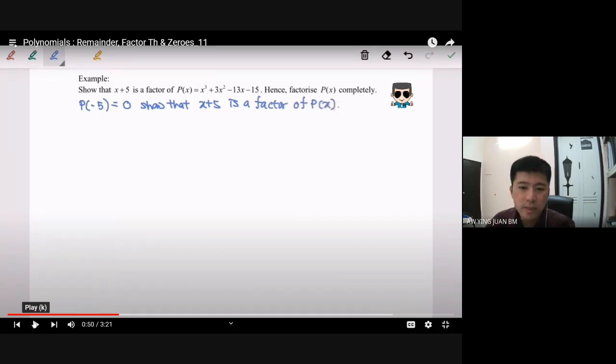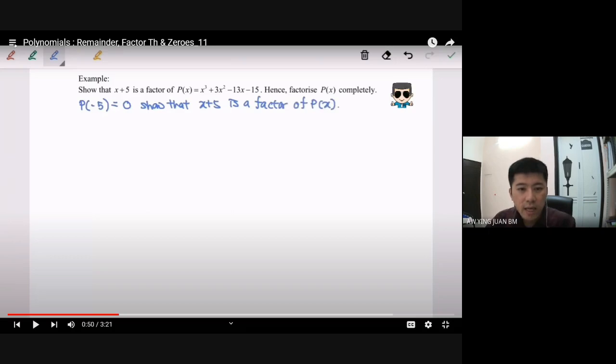So, tengok macam mana saya show. Saya dah key in calculator. Kemudian saya guna function calculate, substitute -5, saya dapat jawapan saya kosong. Then, saya tulis statement saya. Wajib tulis statement dia. Then, baru kata lengkap. Faham? Baru dikira sebagai lengkap.